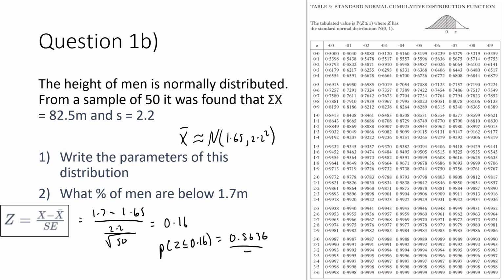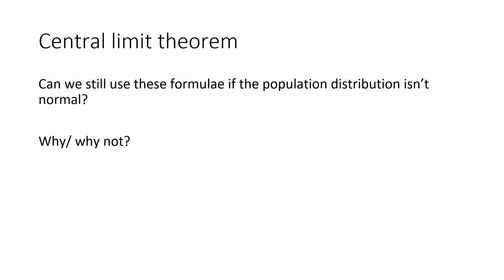So it's very similar, just need to make sure that in a question we know that it's a sample, and when we know it's a sample we use our standard error instead of our sigma. Now, the final question I have for you today is, can we still use this formula if the population distribution isn't normal? Why or why not?